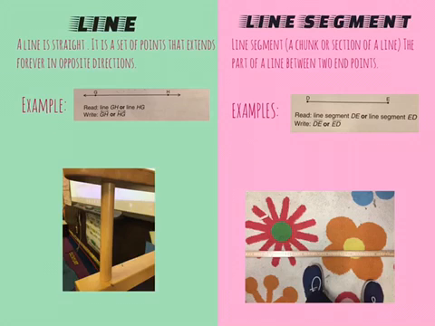A line segment is a part of a line between two endpoints. Read line segment DE or line segment ED. Write DE or ED with the line over it.